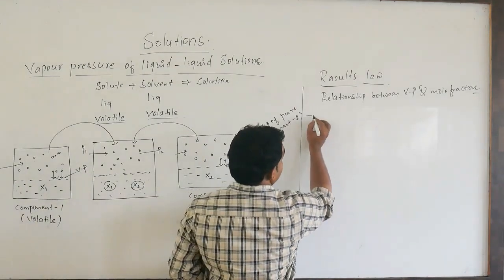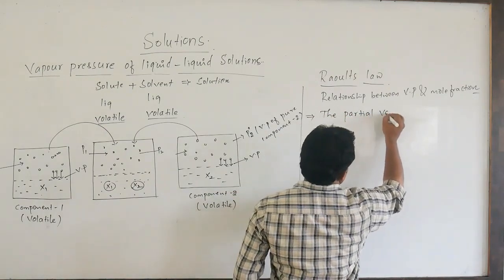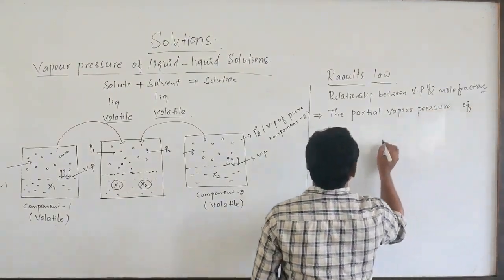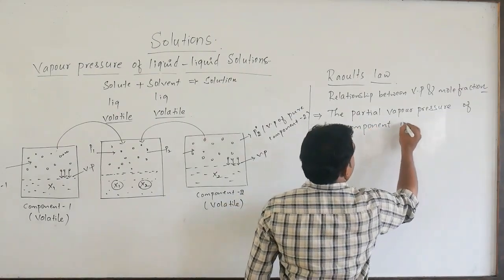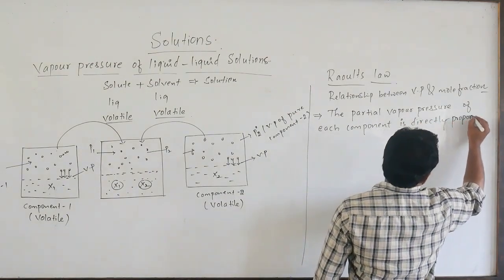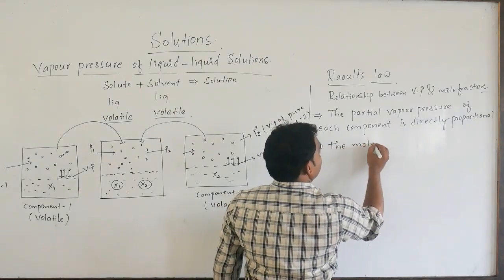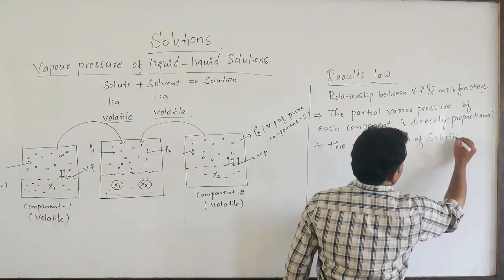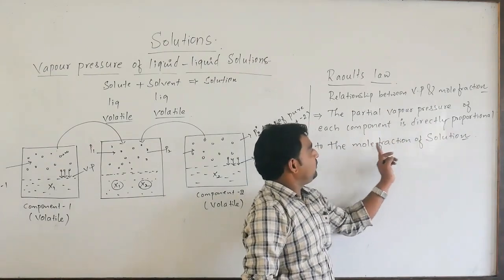How to define this, or the statement of Raoult's law: the partial vapor pressure of each component is directly proportional to the mole fraction of the solution.